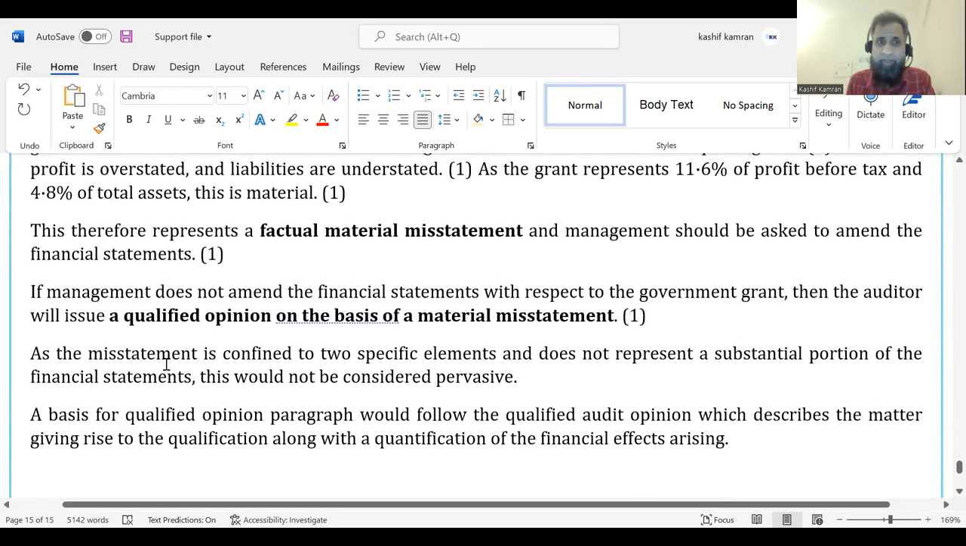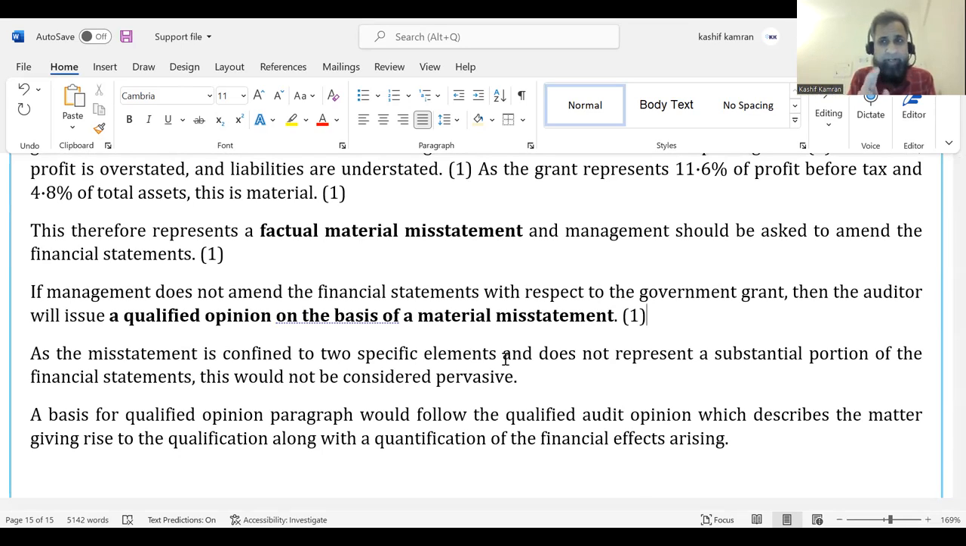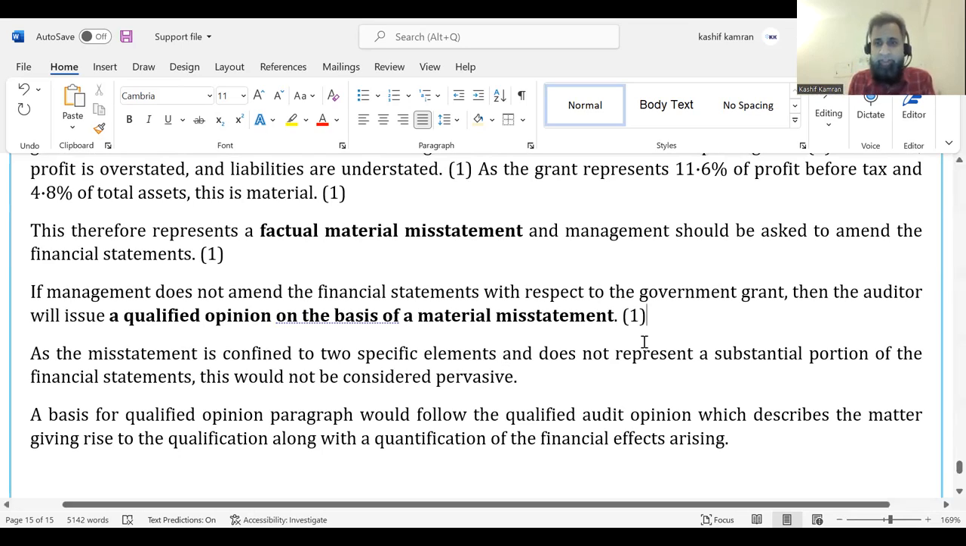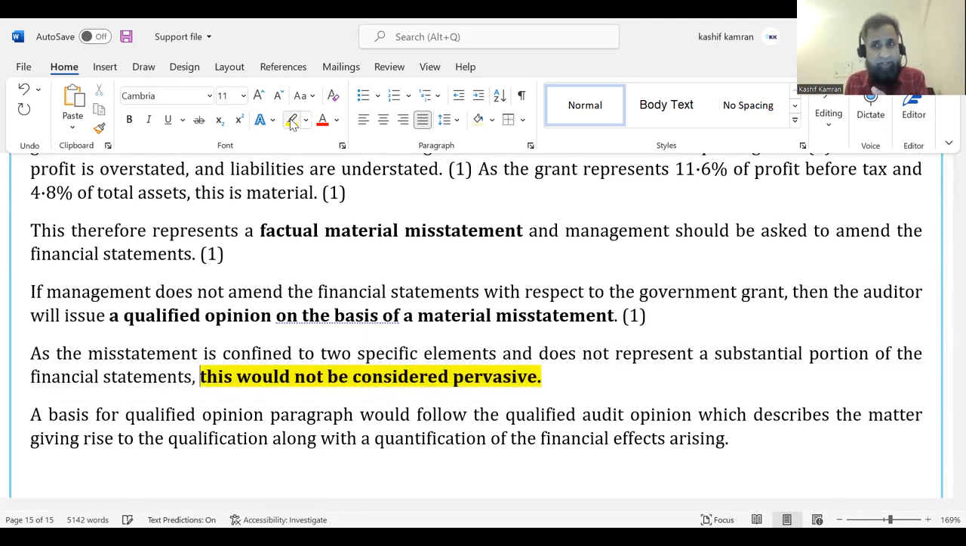1 mark. As the misstatement is confined to 2 specific elements, a debit of the balance sheet and credit of the P&L, or debit of the P&L and credit of the balance sheet, this does not represent a substantial portion of the financial statement. So this would not be considered as pervasive. So I'm telling the examiner, this is material only. This is not pervasive because it's not affecting a substantial proportion of the financial statement.